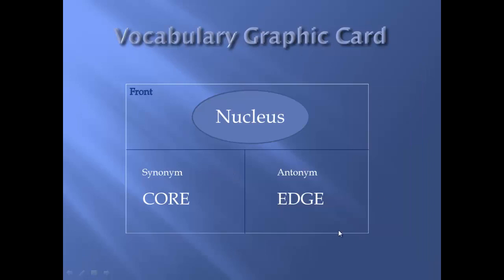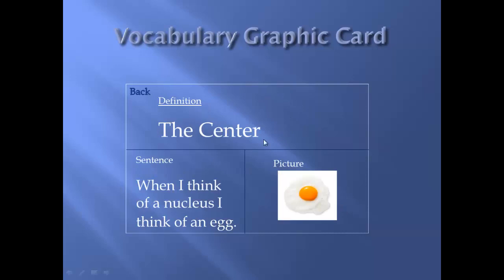Here's something which is very similar to it. It's called the vocabulary graphic card. It's using the front and the back of the card. In the front, on the top, you would have the word. And this is probably better for high school students. You have them give a synonym and an antonym. The synonym for a nucleus is a core. The antonym would be the edge. Again, that would be an example, a non-example, just taking it up to a higher level. And then this is the back. The back is a definition.